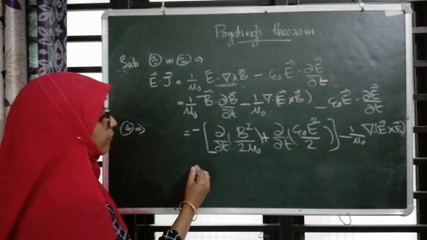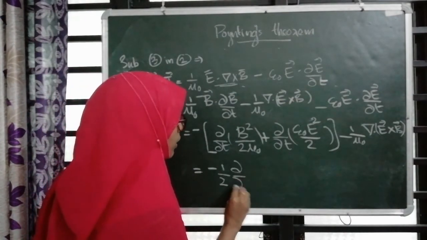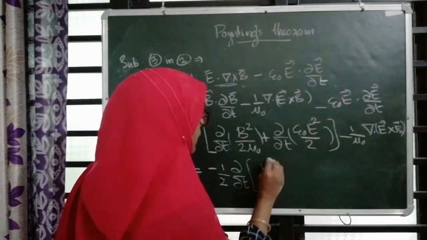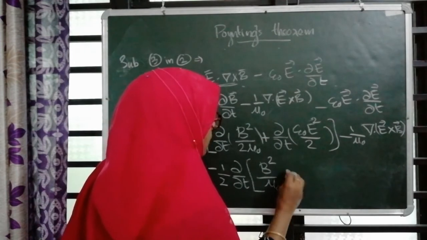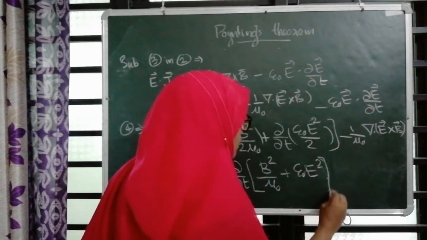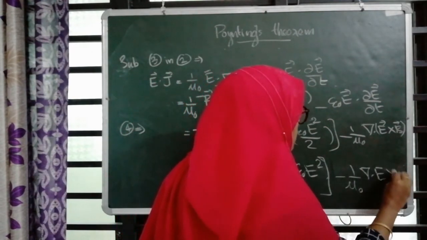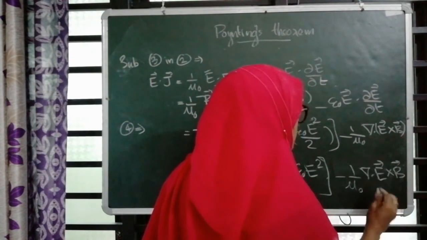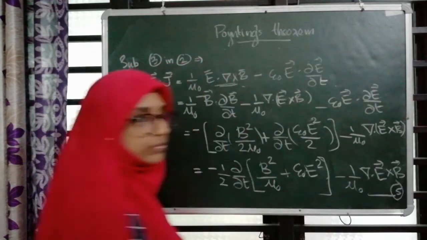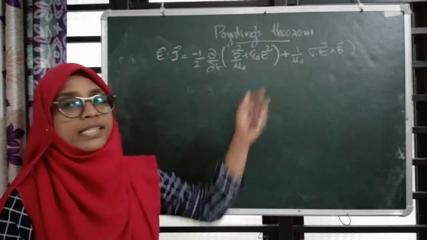I am rewriting the first term as minus 1 by 2 dou by dou t as a common term from the first two terms, B squared by mu 0 plus epsilon 0 E squared, minus 1 by mu 0 del dot E cross B, and it is equation number 5. This is the equation which we got: E dot J is equal to these terms.